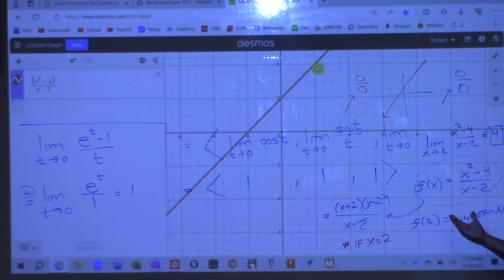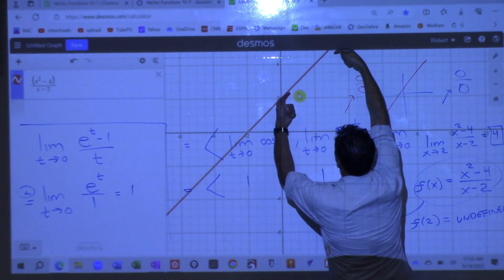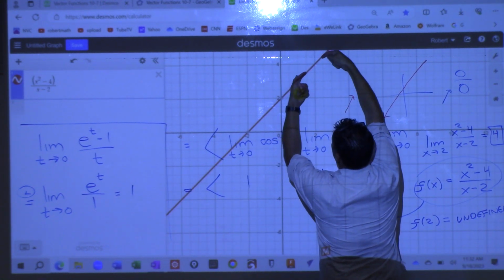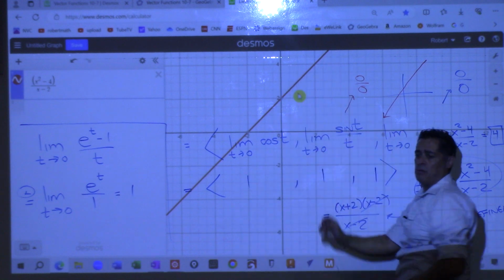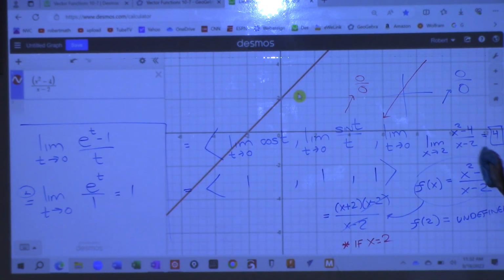It seems like it should by now, right? So it's misleading, I think, that it looks like it's defined. Now, what was the limit as we approached 2? It was 4. That means as we get closer and closer, from both sides, it is approaching the value of 4, right? That's what this means.